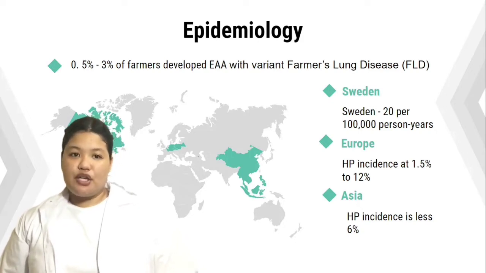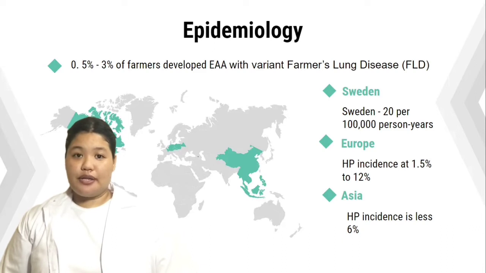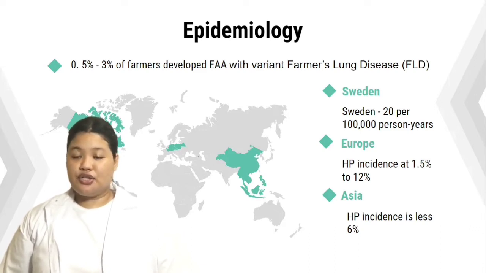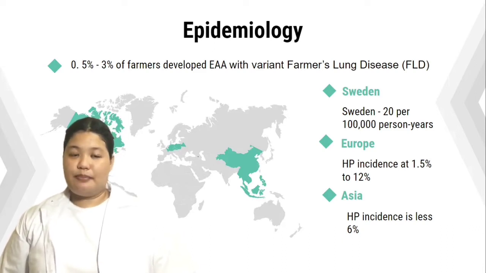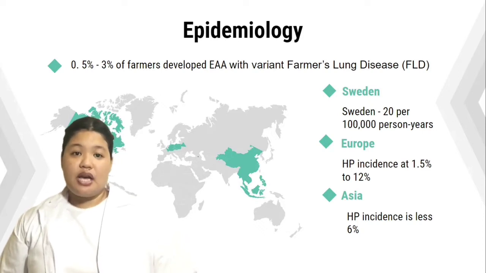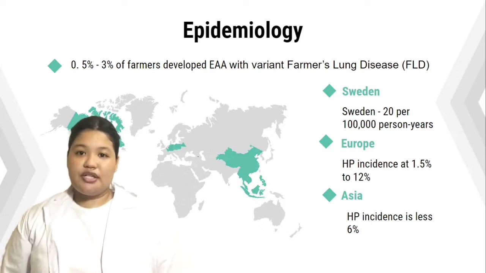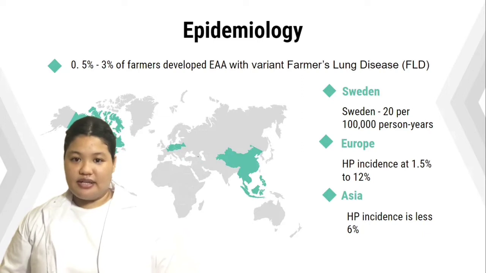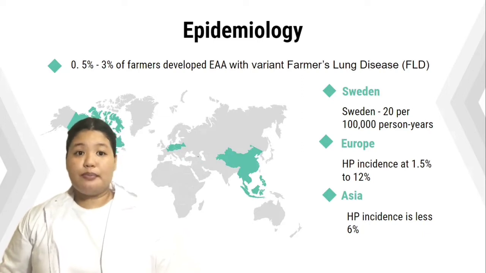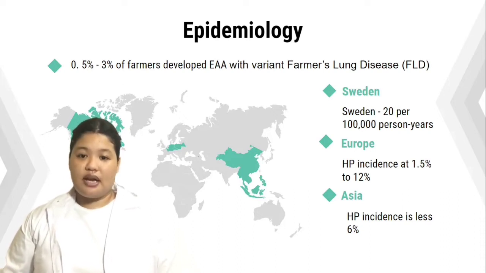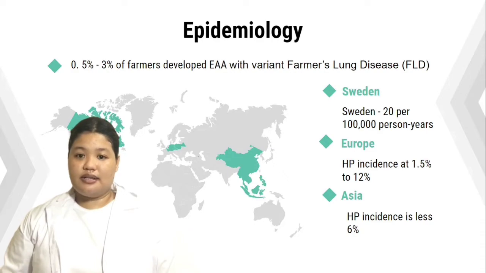The incidence of HP among Swedish farmers, as reported in the Swedish Population Registry, is approximately 20 per 100,000 person years. Other European population registries report HP incidence at 1.5% to 12% of all interstitial lung diseases. Here in Asia, the prevalence is less than 6% as described in recent studies.